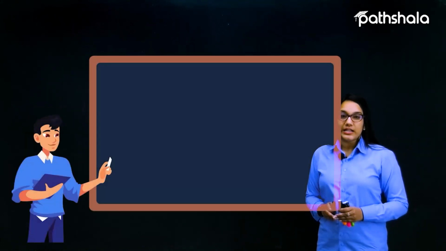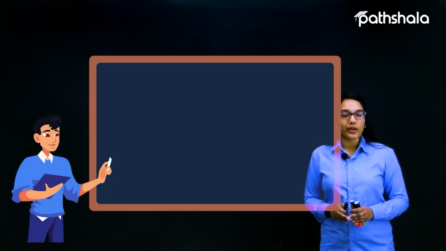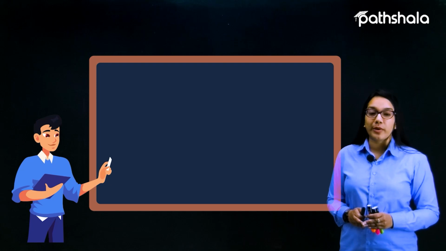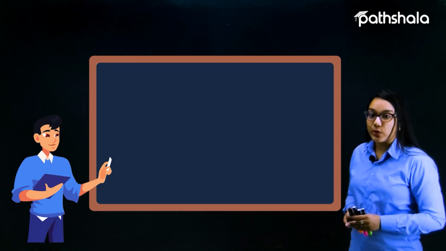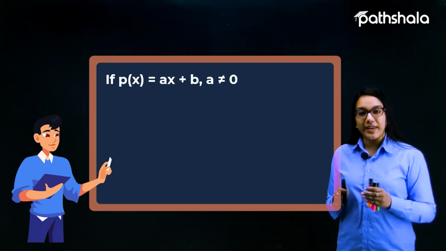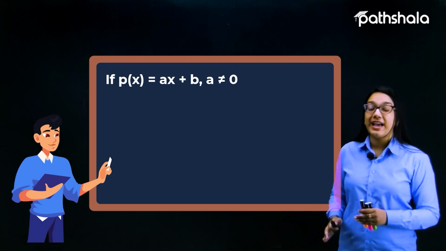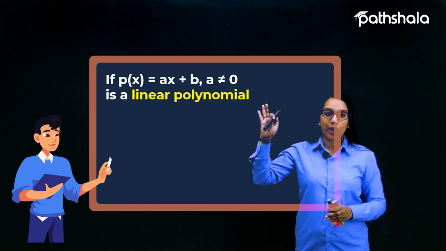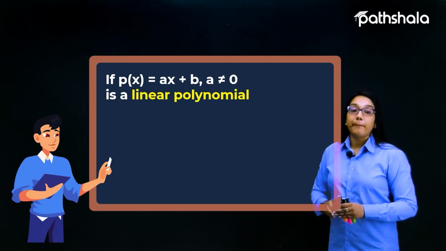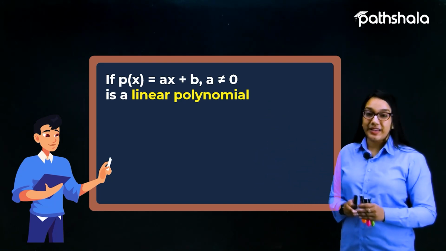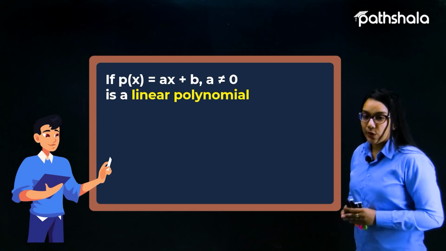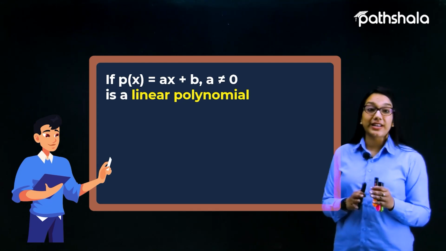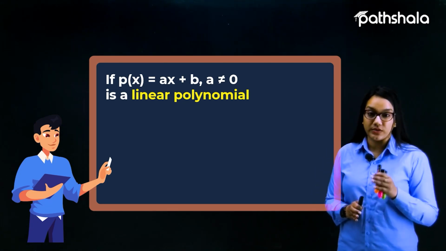Let us suppose we are talking about finding the zero of a linear polynomial. Suppose p(x) is equal to ax plus b, where a is not equal to 0, is any linear polynomial. So we have p(x) equal to ax plus b as a linear polynomial, over which there exists a condition that a cannot be equal to 0.